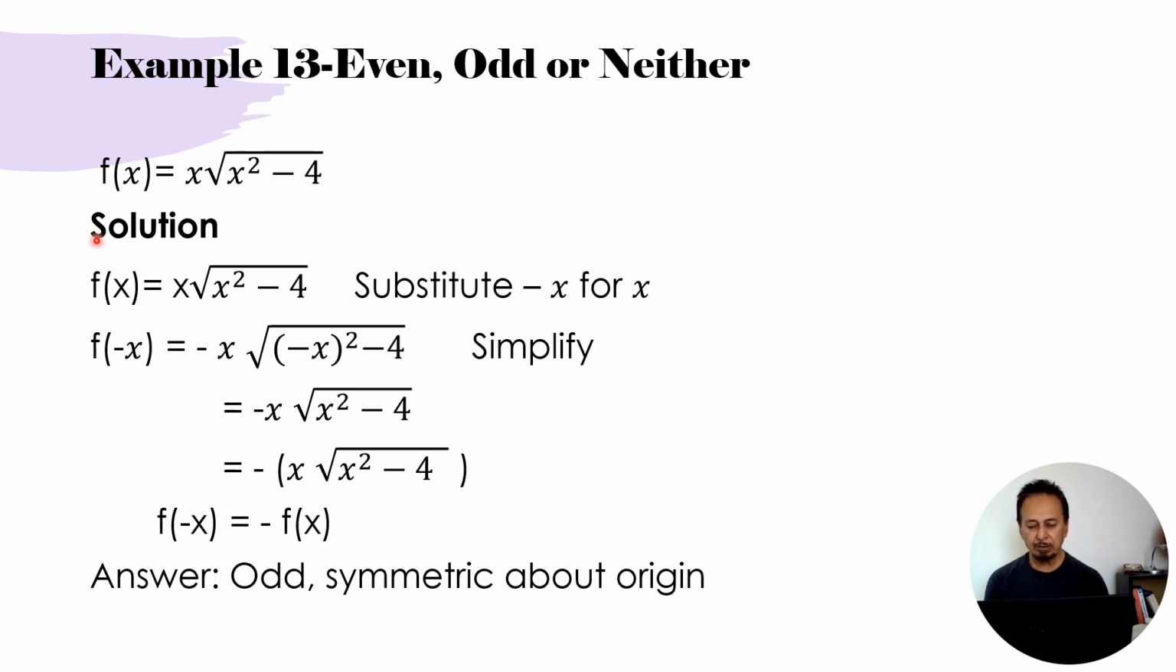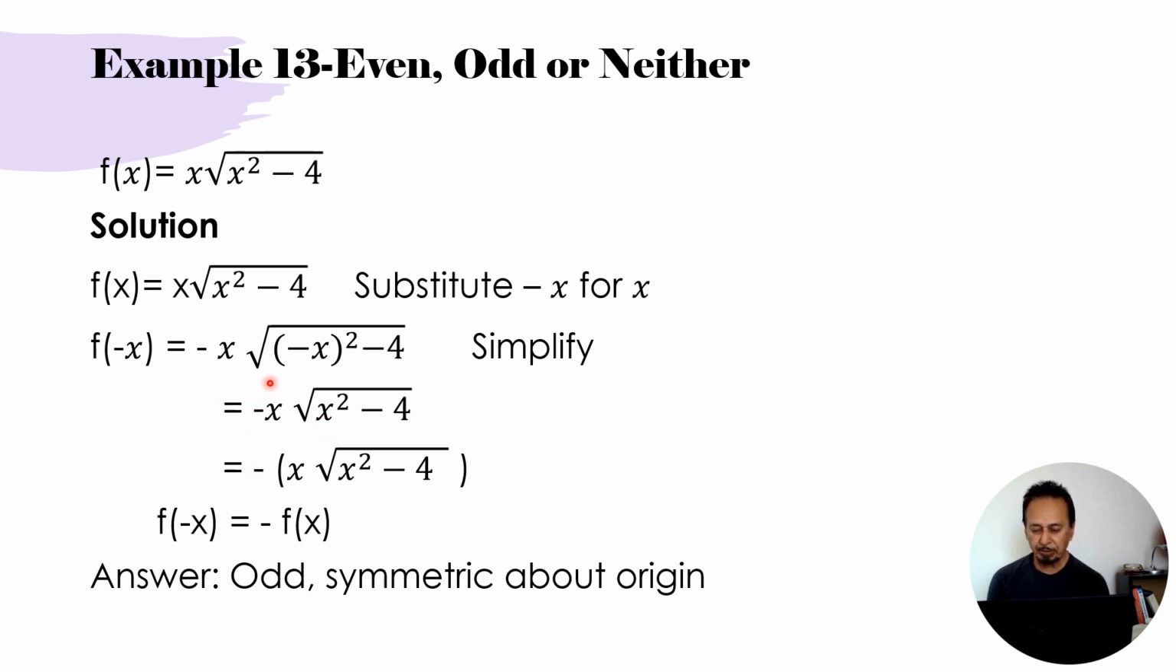Example 13. f of x equals x times the square root of x squared minus 4. So we start with f of x equals x times the square root of x squared minus 4. We replace the x with negative x. So it becomes f of negative x equals negative x times the square root of negative x squared minus 4. Simplify. The square of negative x is positive x squared.